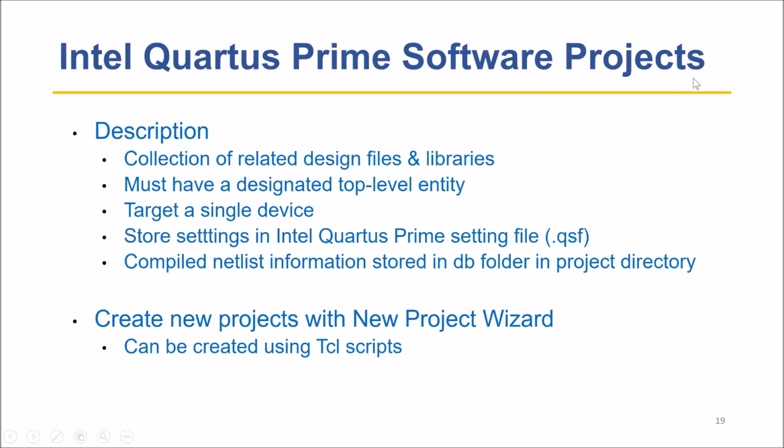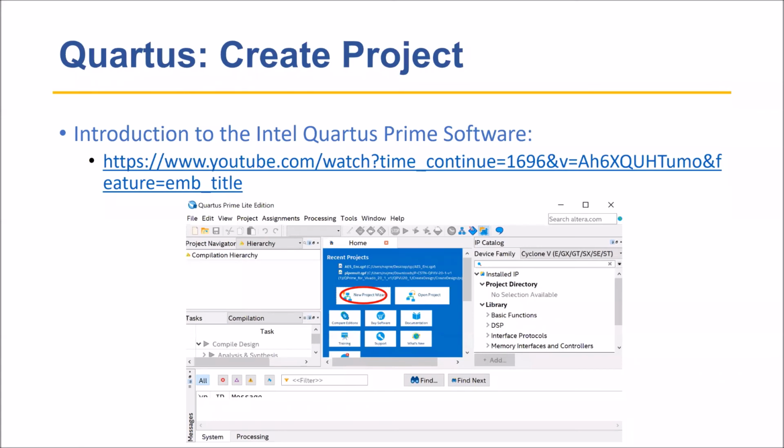In Quartus, a project is a collection of related design files and libraries. At least one file must be selected as a top-level entity. A project can target a single device. You can create a project using Wizard window or by TCL script. In order to learn how to create a project in Quartus, please visit the link below. It answers most of the common questions during the project creation.